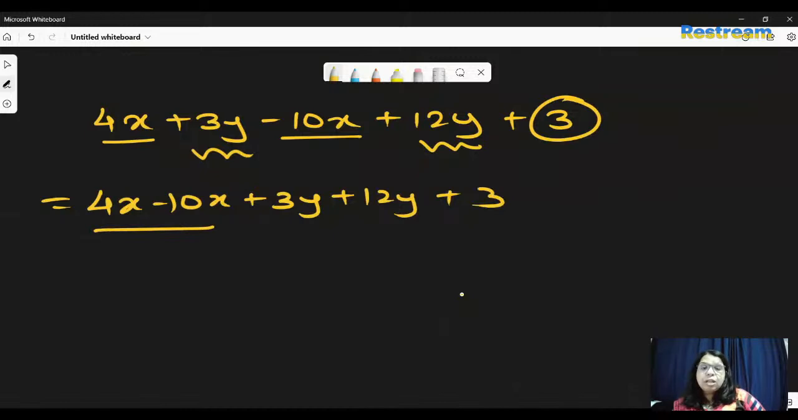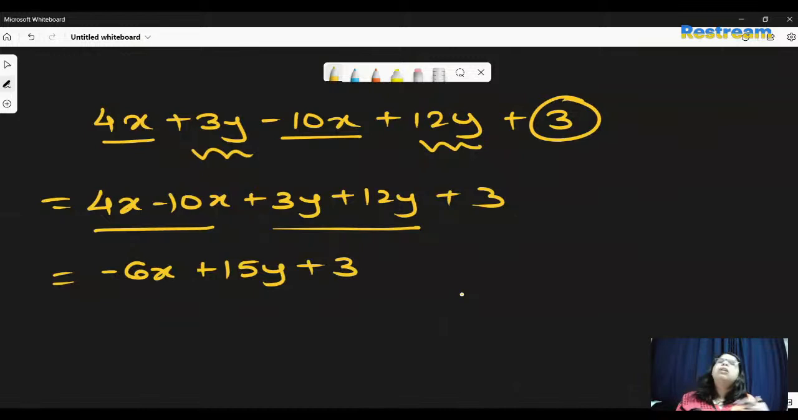Now add these together and these together because they are like terms. So we have two pairs of like terms. So 4x minus 10x is minus 6x plus 15y plus 3. Now it is not compulsory, but generally whenever we solve any algebraic equation or expression, we are supposed to write the answer in alphabetical order. What I mean, I will show you now.